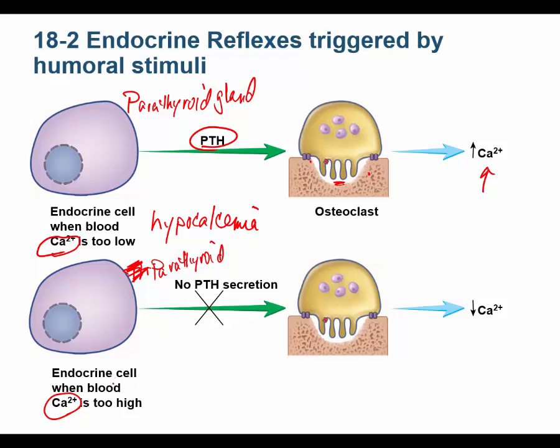And now my parathyroid gland detects that calcium is too high. It reduces its PTH secretion. It doesn't secrete PTH. Therefore, I don't turn on osteoclasts. Therefore, I don't release calcium to the bloodstream, and I lower my calcium in the bloodstream. So that's a humoral stimulus.